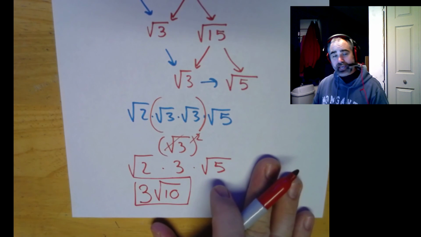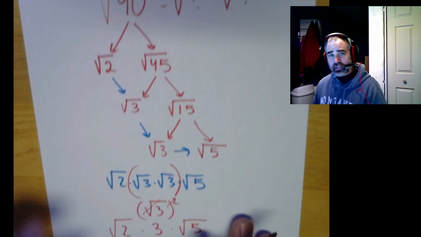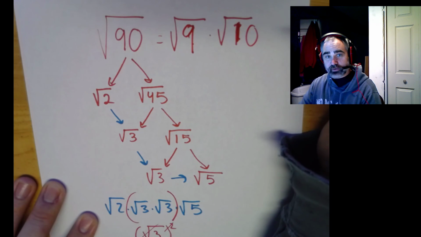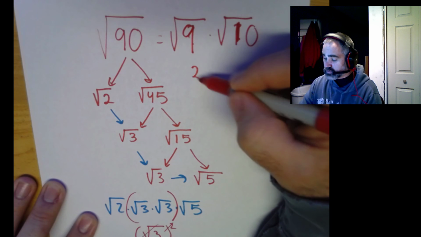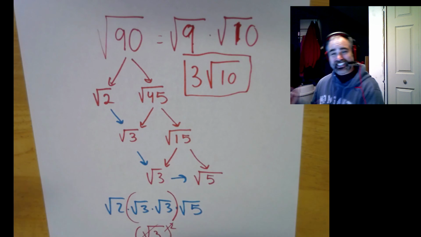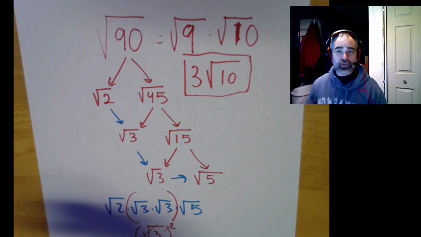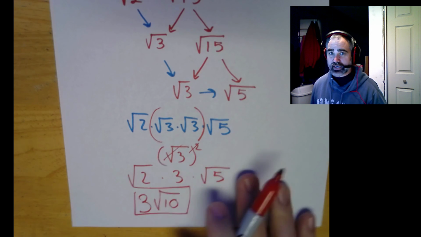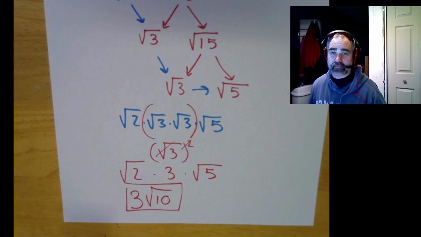Okay, now again, you might have seen this at the beginning. You might have said, oh, square root of 90, that's the square root of 9 times the square root of 10. And the square root of 9 is a perfect square, which gives you 3 root 10. That's the short way, but it's more challenging, and the bigger the numbers get, the harder this is to do. So this gives you 3 root 10 as well. Either way will give you the same answer.